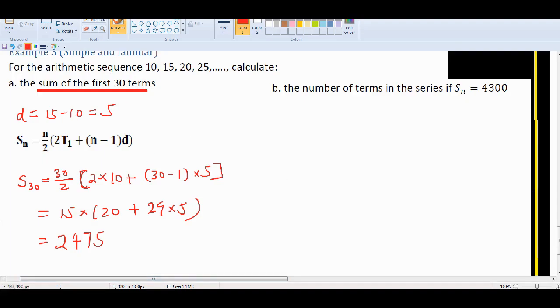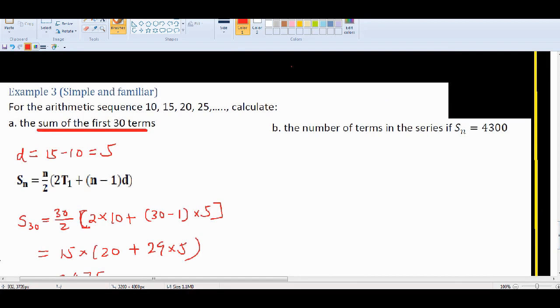It's about the sum to 30, so you write S30 and use the formula for series. T1 is 10, d is of course 5, so you get the answer. Okay, part (b) is quite difficult. I don't think it's simple and familiar. Possibly it should be complex and familiar, CF, right?